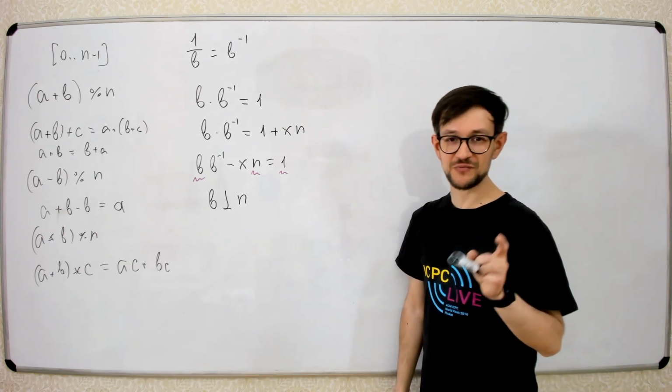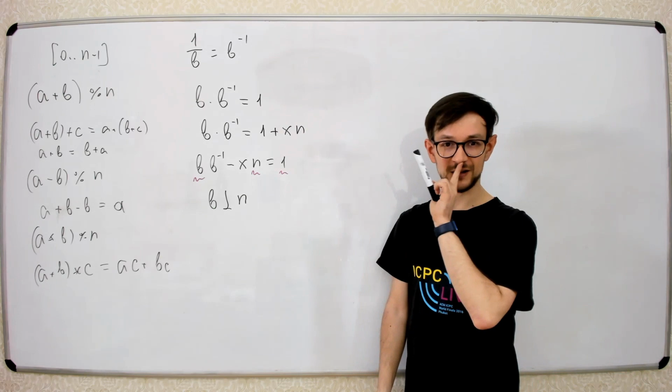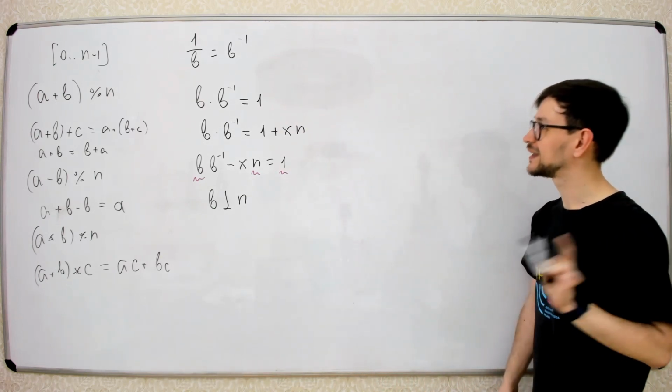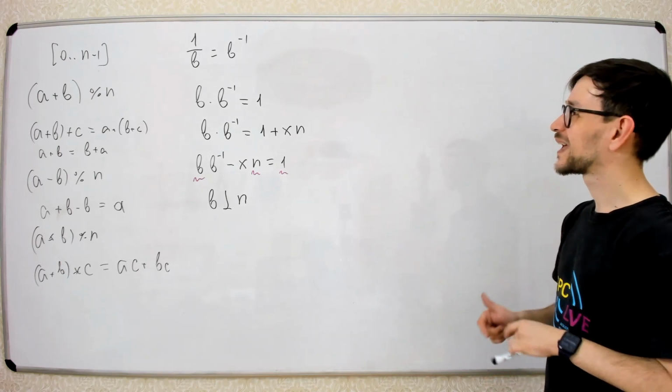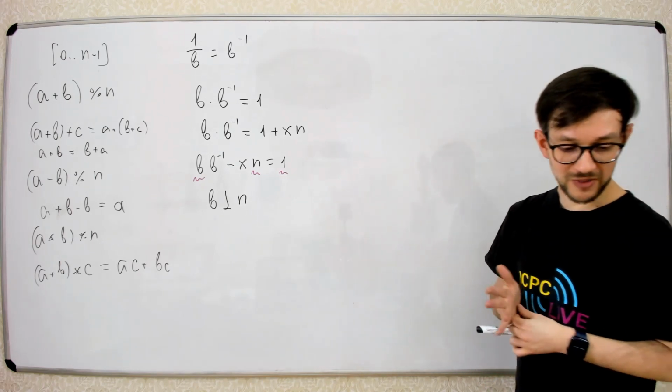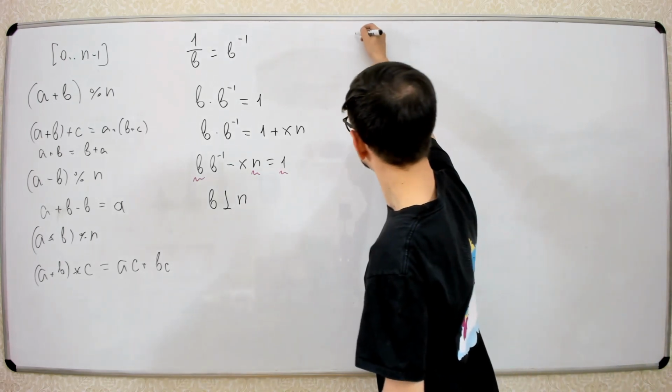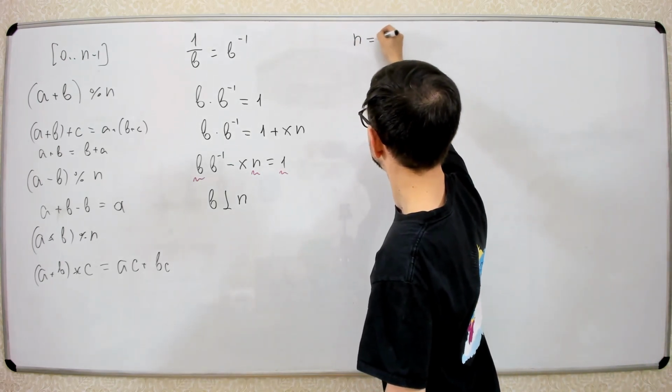If n is prime, we can calculate the inverse in the integers more easily. We will do it in a few minutes. Now let's talk about prime numbers. You have a prime number p. Let's see how to check if it is prime.